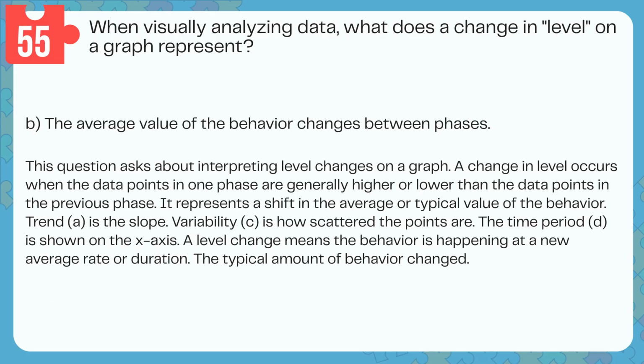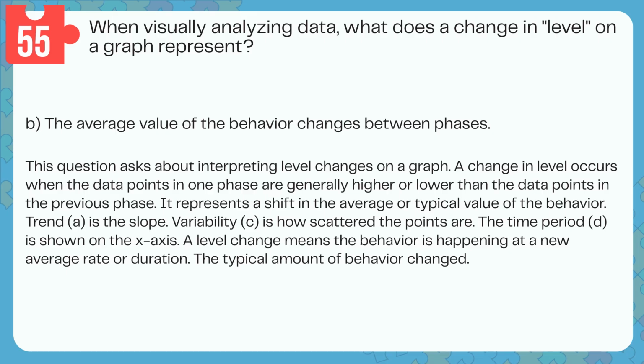Answer B. The average value of the behavior changes between phases. Explanation. This question asks about interpreting level changes on a graph. A change in level occurs when the data points in one phase are generally higher or lower than the data points in the previous phase. It represents a shift in the average or typical value of the behavior.